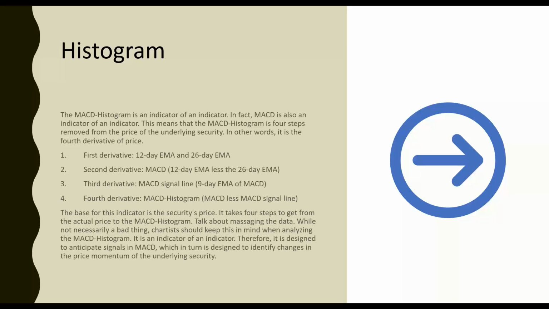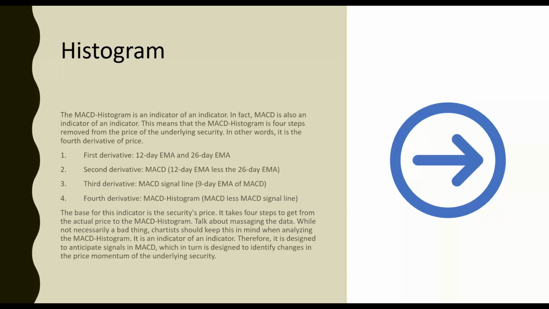It's four steps removed from price. It starts out with the first derivative, which is the 12-day EMA and the 26. Remember the two lines we dropped on the chart. Then we go to the second derivative, which is that MACD line that we put in blue below, which is simply the 12-period EMA minus the 26-period.